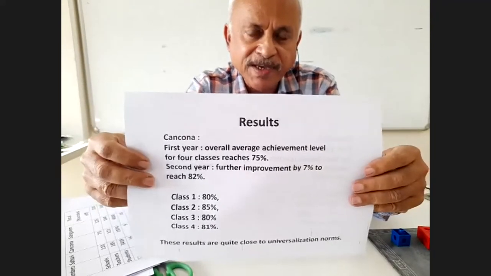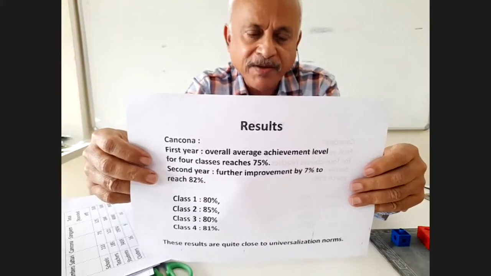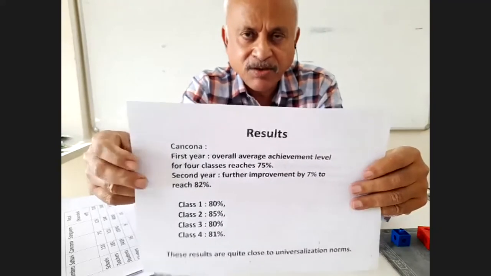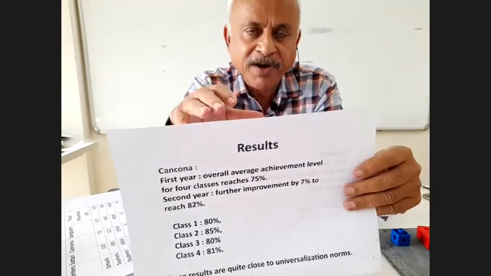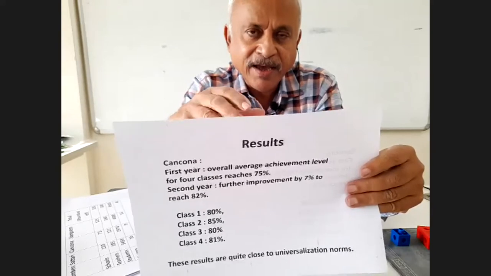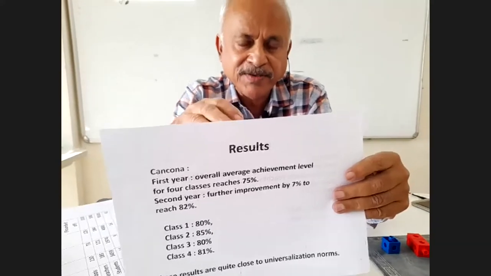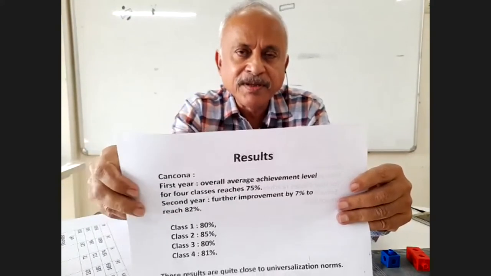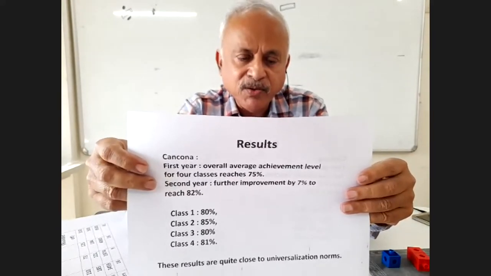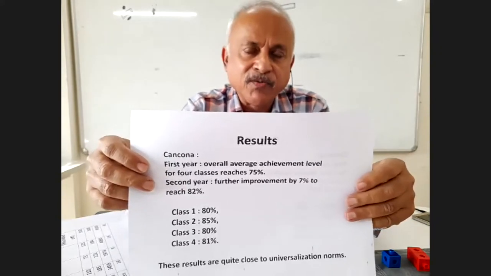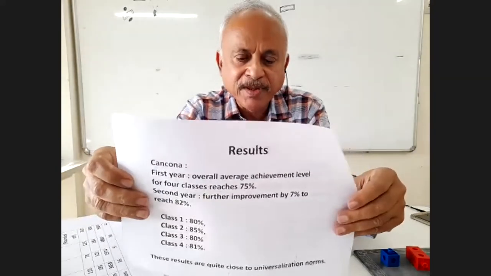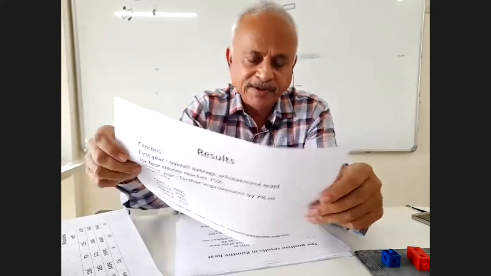In class 1, it was 80%. Class 2, 85. Class 3, 80. Class 4, 81. Universalization norms are generally defined as 85 by 85. That is 85% of the children, if they have acquired 85% of the age-appropriate competencies, then we have arrived at universalization. So in Kangon, after 2 years, for all the classes across 1,974 students, we came quite close to universalization norms.